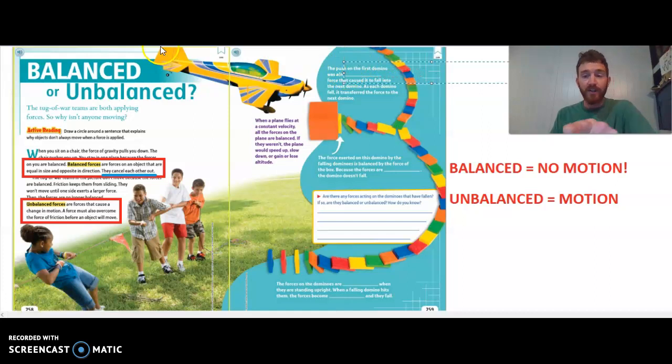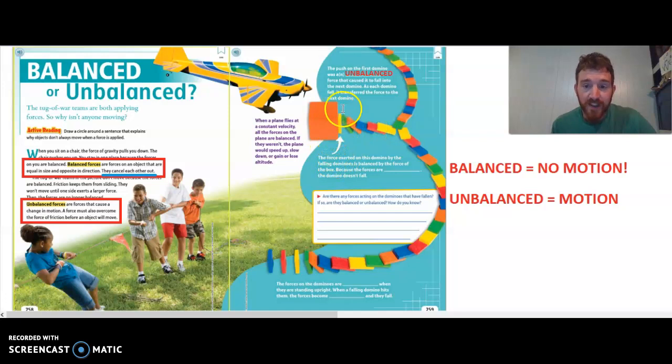So your finger pushing on it to start those dominoes going, that's a first unbalanced force. And hopefully you can see these unbalanced forces here that cause that motion. Again, anytime it's moving, it's an unbalanced force, okay? Then it looks like here they made a part where it goes and stops at a block.